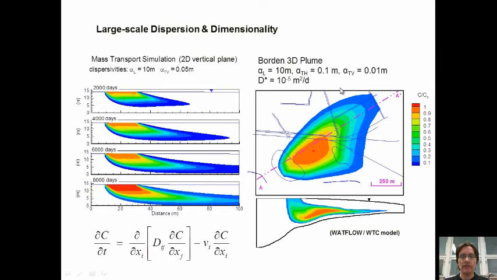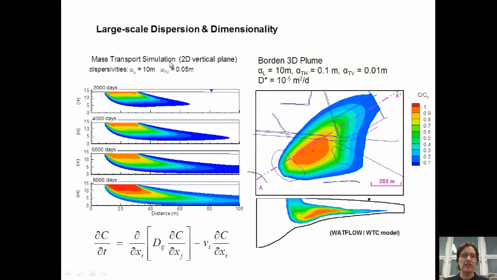Here are just some examples of what plumes might look like, or what they should look like. Simulated plumes with different dispersivities, solving our advection dispersion equation. Here the dispersivities are alpha L of 10 meters and alpha TV of 0.05 meters. So this is the evolution of a plume at 2,000, 4,000, 6,000, and 8,000 days. This is a vertical section. So we can see some characteristics here.